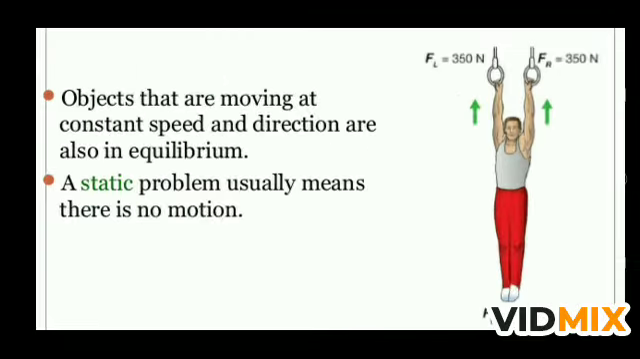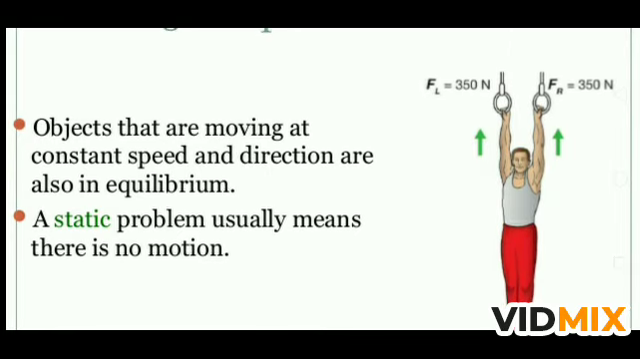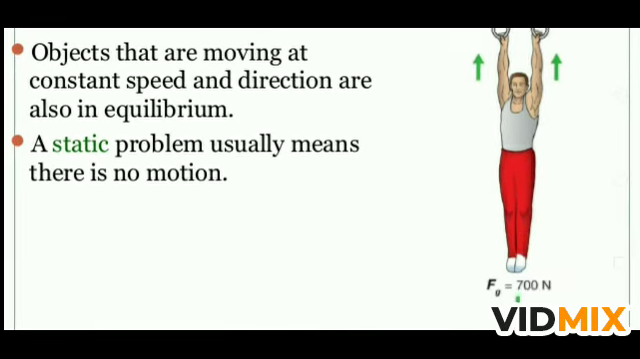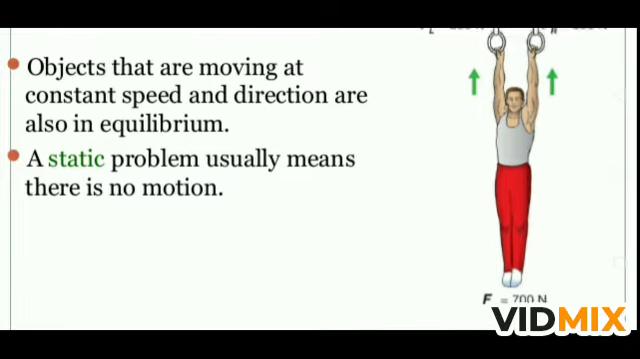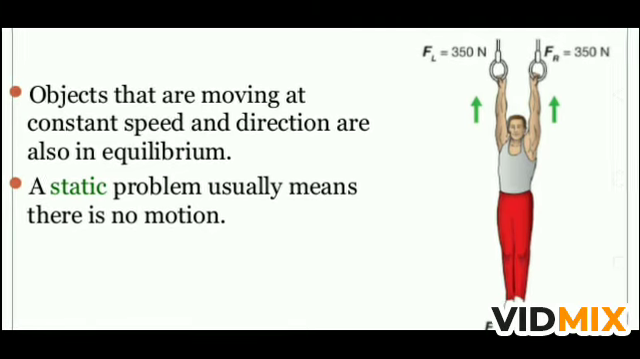Now here you see the person is hanging on a rope, and the total force acting downward is 700 Newton, and the upward force on each of the rings is 350 Newton on the left and right hand side. So the two forces balance the single force of 700 Newton. So we can say the body is in equilibrium and it is in the state of rest.